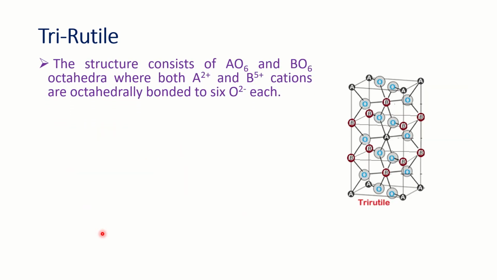The structure consists of AO6 and BO6 octahedra. Look, this B is surrounded by 6 oxides, and this is an octahedral structure. On the other hand, this A is also surrounded by 6 oxides, and they are surrounding A in an octahedral manner. Again B.